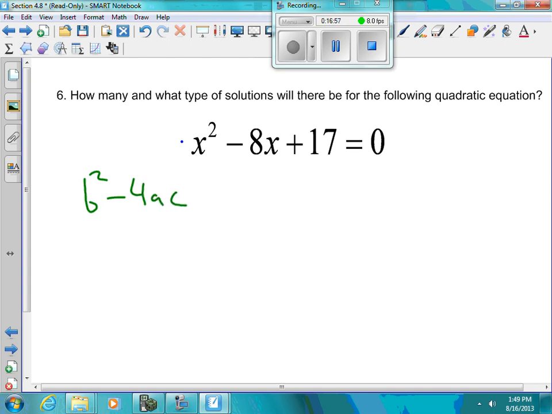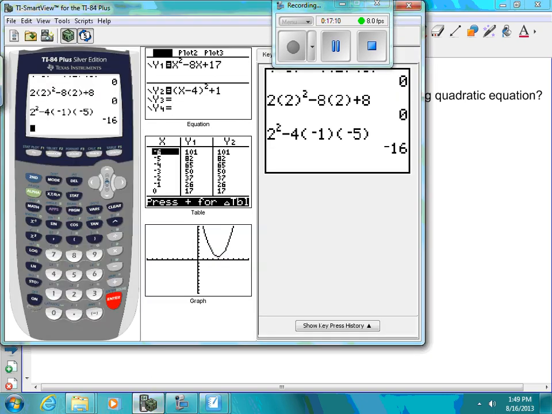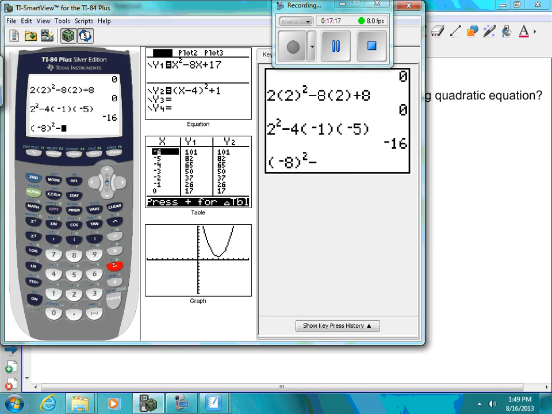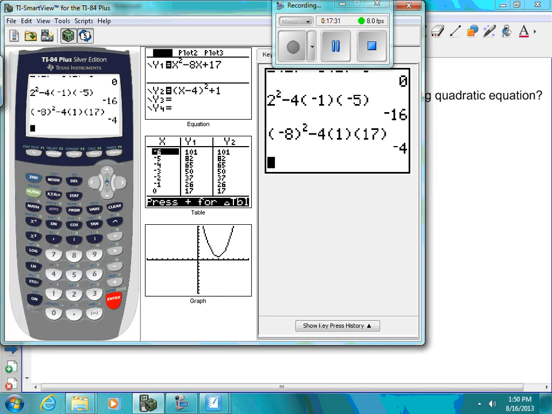So what's b? b is negative 8, squared, minus 4 times 1 times 17. So we just plug this in our calculator just like we had been previously. It's just we don't actually have to find out what the solution is. We're just going to determine how many there are. So we're going to find the discriminant first. If the question asks you to find the discriminant, this is what it is. Plugging it into b squared minus 4ac, times 17. And we enter. We get a discriminant of negative 4.